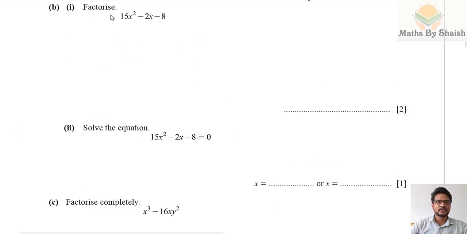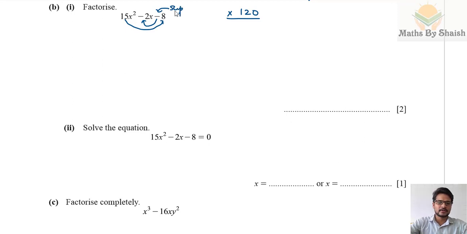B part, first question, factorize this. So factorization, if the x square coefficient is not 1, we will multiply this with this. So you will get 15 into 8, it is 120. Now we have to subtract two numbers so that we get minus 2. So we require two numbers which multiply to give 120, and when we subtract, we get minus 2.